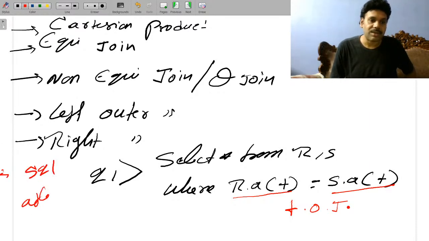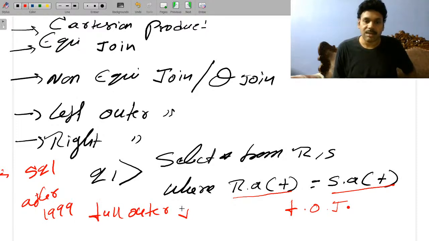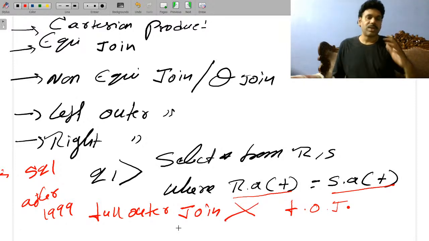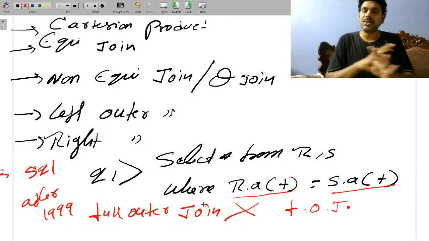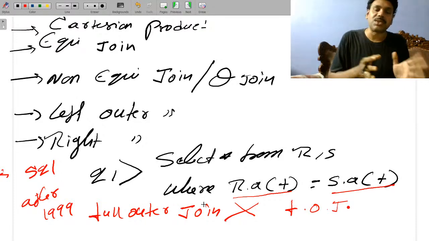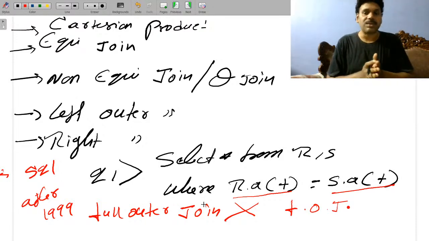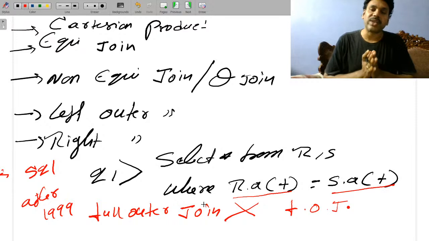in SQL after 1999, we don't have any full outer join. So it is invalid. Please observe, it is wrong. Either you can have left outer join or you can have right outer join, but you cannot write full outer join. Why? Because your foreign key value is a subset of or equal to your primary key value. Therefore, it doesn't require any kind of extra tuple set at the child instance.